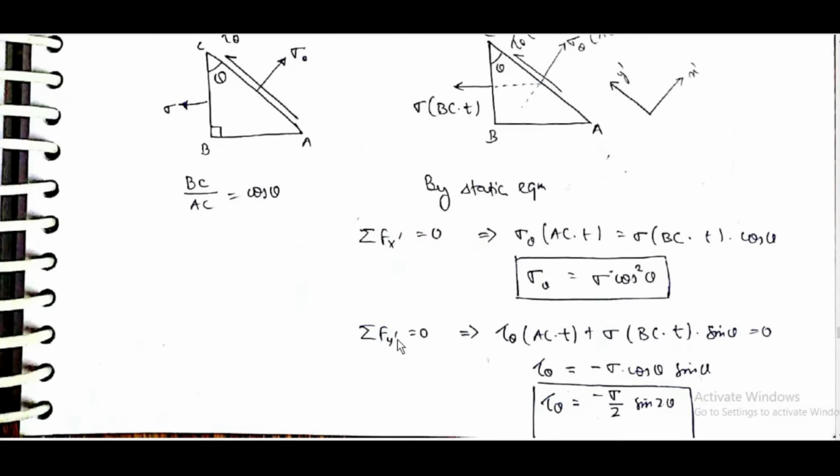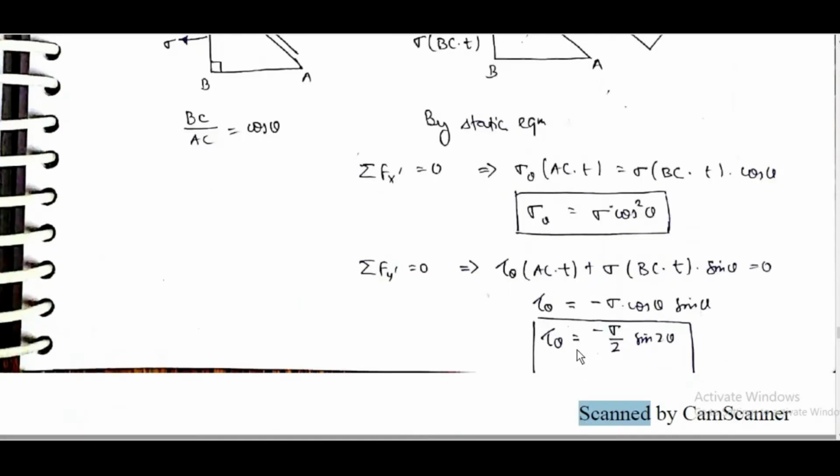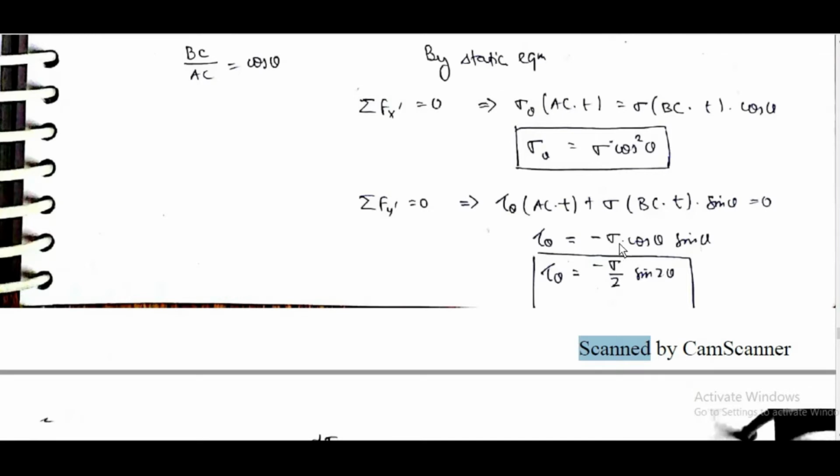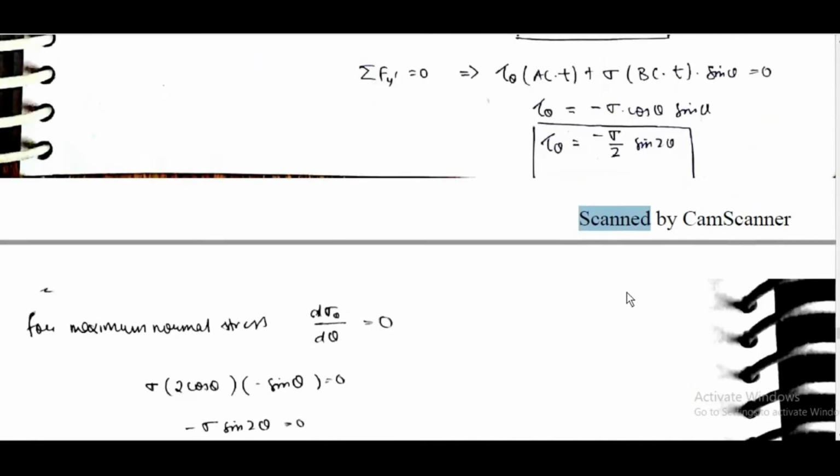Sum of Fy prime is equal to 0. Tau theta into AC into T plus sigma into BC into T into sin theta is equal to 0. Tau theta is equal to minus sigma cos theta sin theta. Tau theta is equal to minus sigma by 2 sin 2 theta.